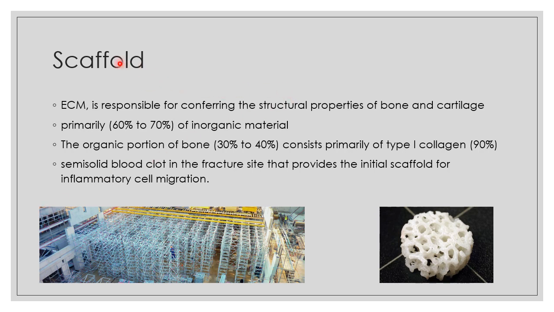So the scaffold, or in some textbooks, it's called your extracellular matrix, is responsible for conferring the structural properties of bone and cartilage. It's primarily composed of inorganic material. So inorganic material basically contains calcium, phosphate, and other ions such as sodium, magnesium, and carbonate. The organic portion of bone consists primarily of type 1 collagen and also other types of collagen. But the primary type of collagen is type 1 collagen, and you have your non-collagenous proteins as well.